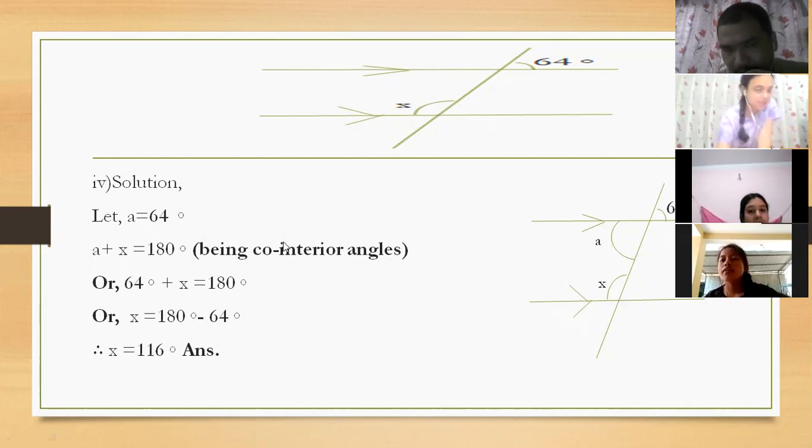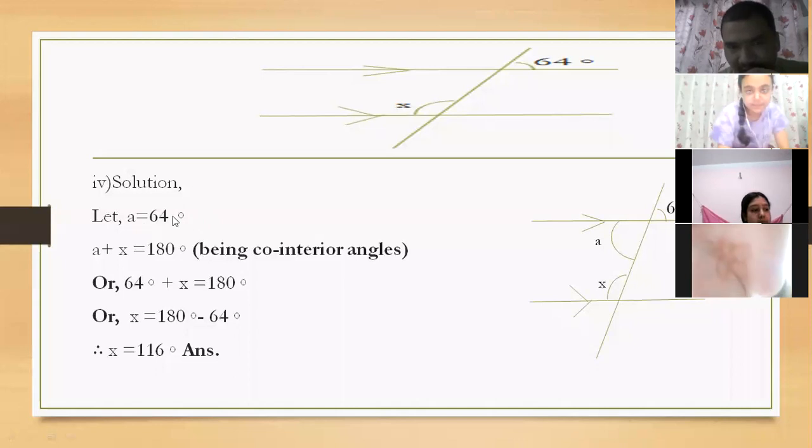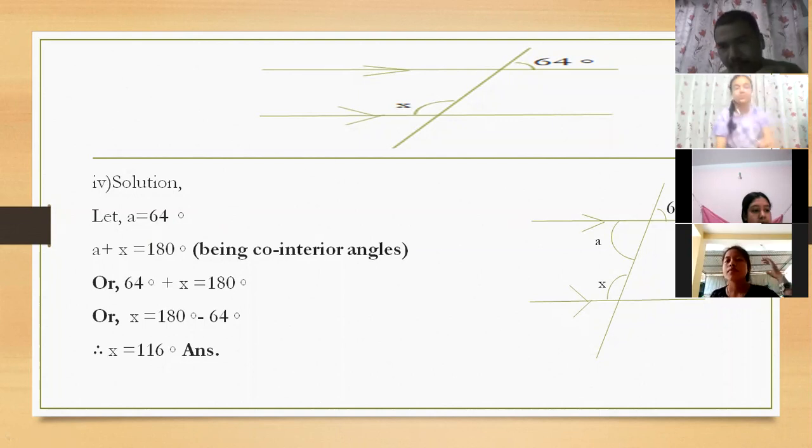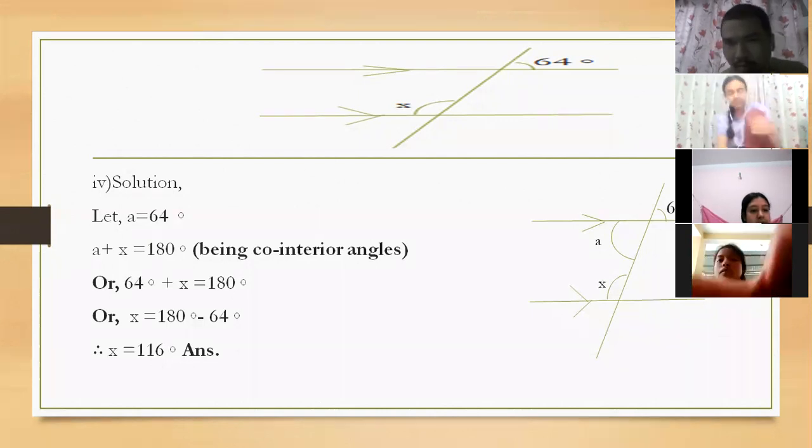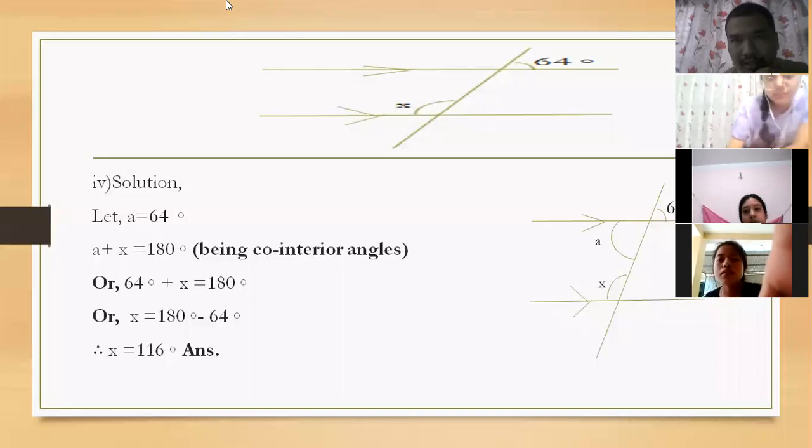Why is this A equal to 64 degrees? We can mention a reason at the side also: being vertically opposite angles, you can write. Okay, children?